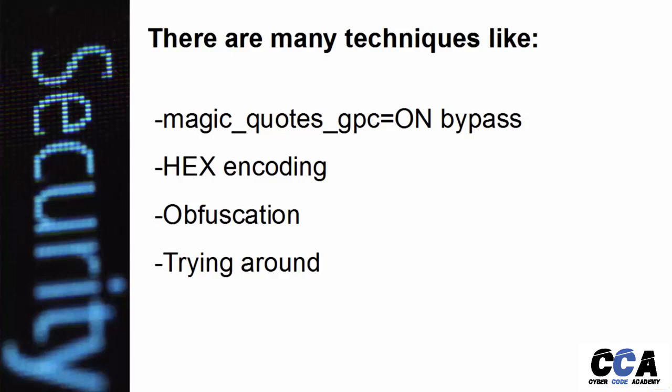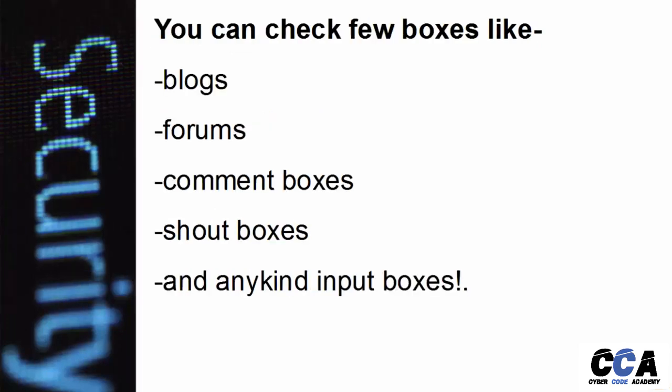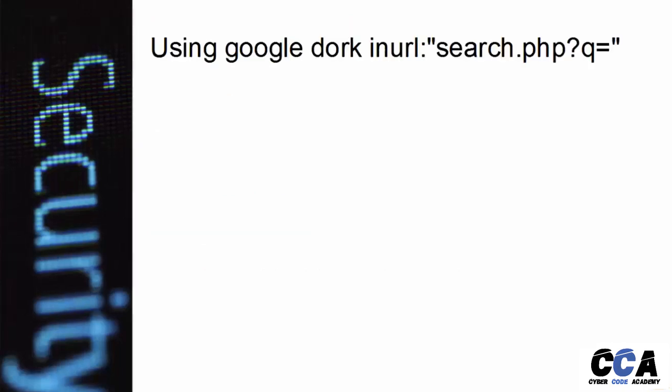To start finding XSS vulnerabilities, you can check a few places like blogs, forums, comment boxes, shout boxes, and any kind of input boxes. You can take help of Google to find websites with the vulnerability. First you have to find some website where you can enter some inputs. So just search for search.php?q=. You can get a list of common websites you can try now. If you are targeting a particular website, search search.php?q= with the domain name.